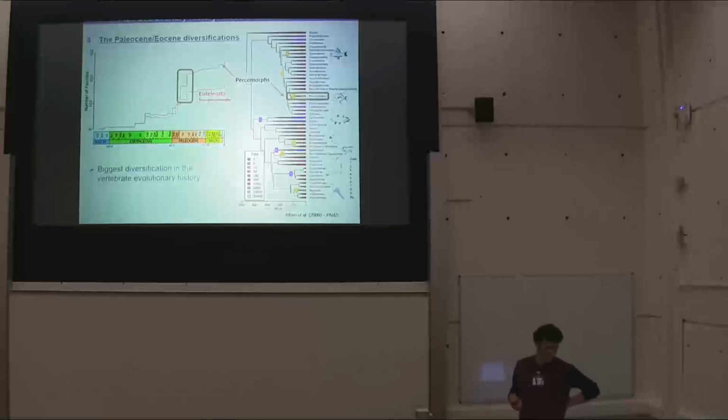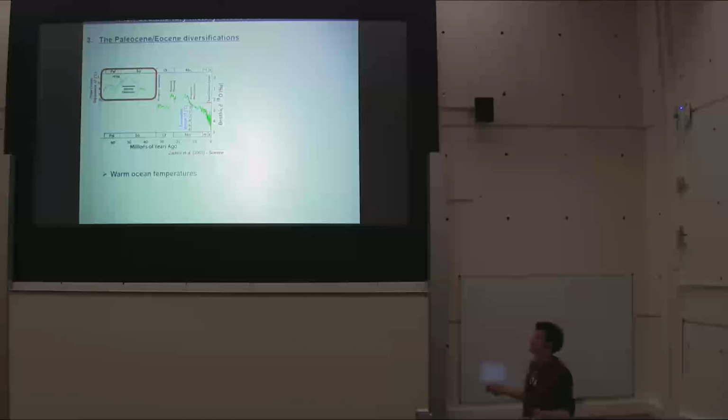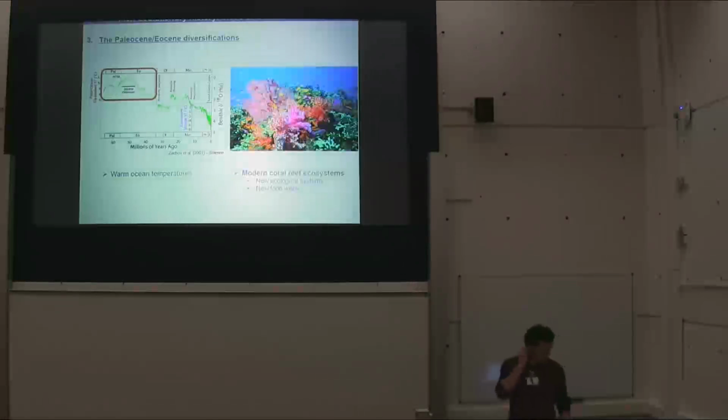So if we go back to the Alfaro paper, they identify this diversification as the biggest diversification in vertebrate evolutionary history. So again, what is interesting is that this diversification matches extremely high ocean temperatures again, but also this corresponds to the appearance of modern coral reef ecosystems in the Paleogene, which provides new ecological niches and new food webs, especially for Eupercaria.